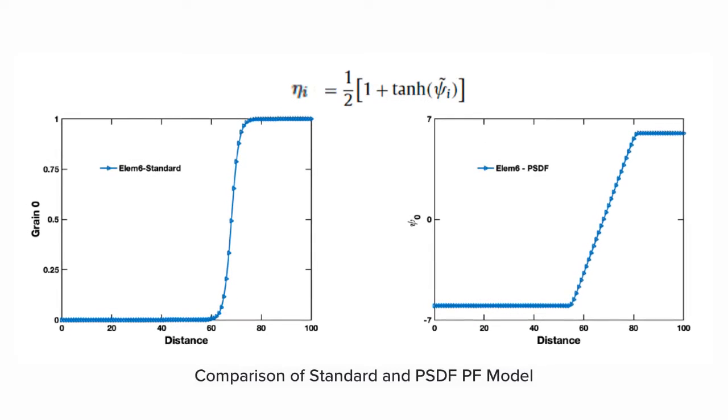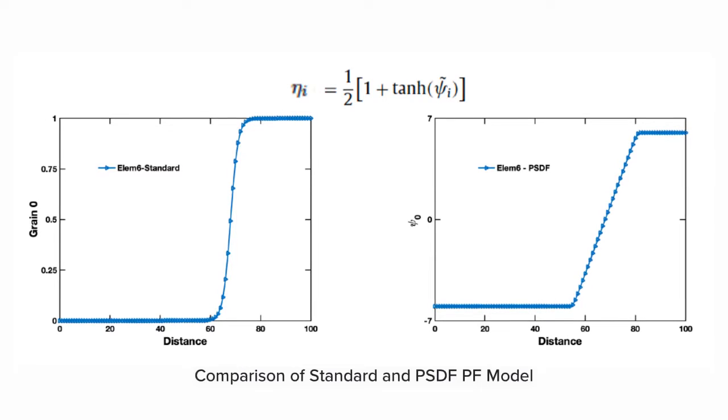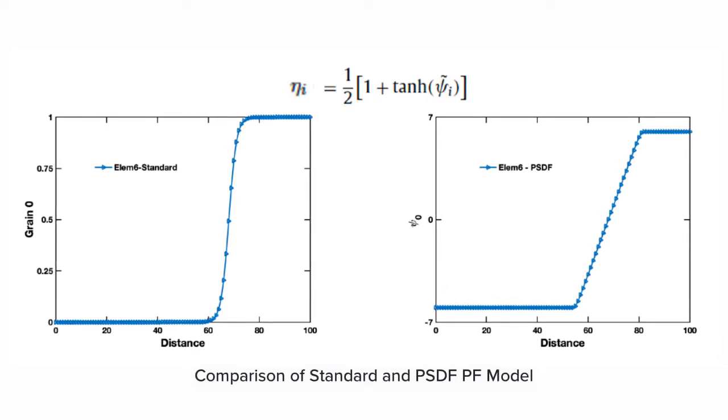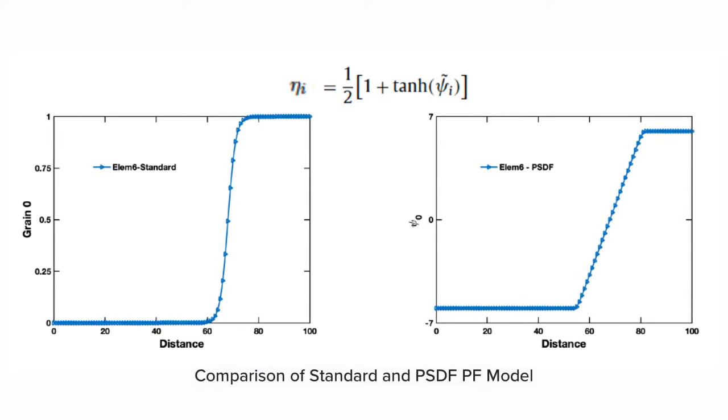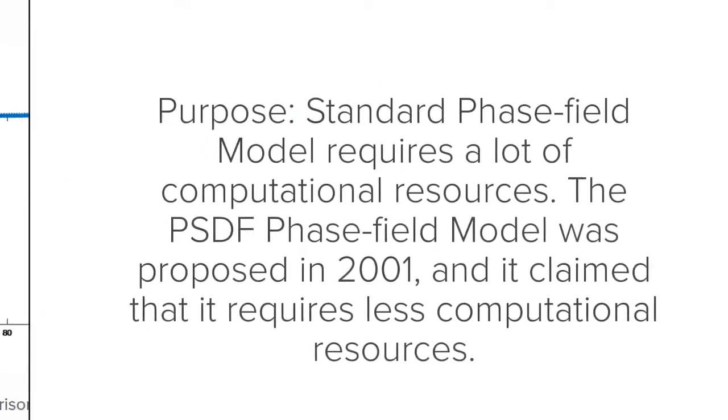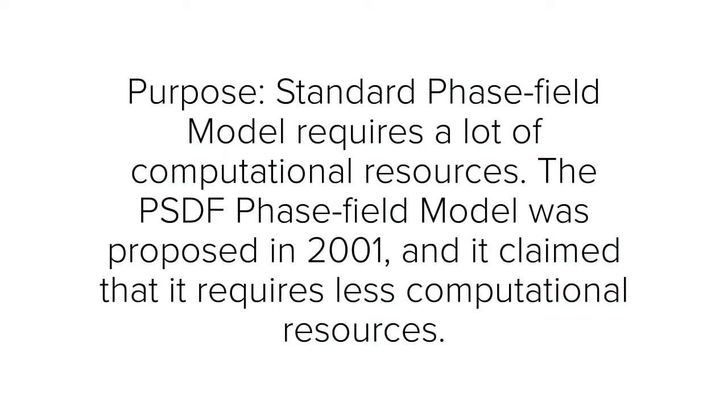After comparing the two models, we went into comparing the standard and pseudo-signed distance function, also known as PSDF, phase field model. The function above shows how the standard was changed into the PSDF model. The purpose of this is that the standard phase field model requires a lot of computational resources. The PSDF phase field model was proposed in 2001, and it claimed that it requires less computational resources, which were not studied properly.